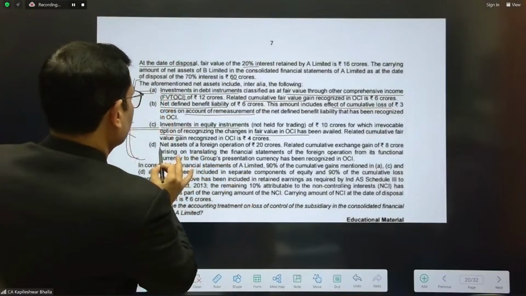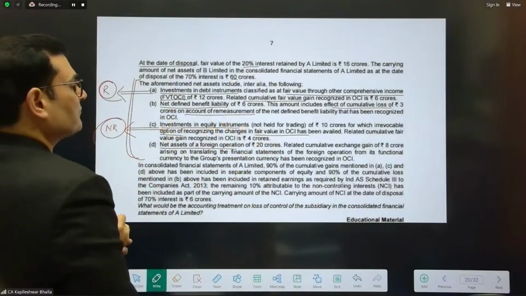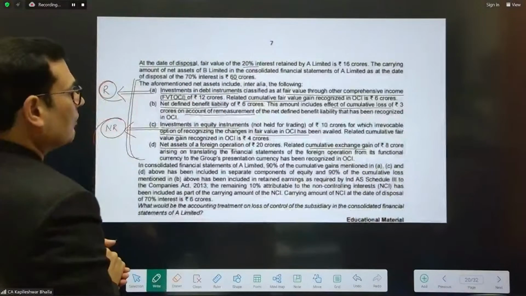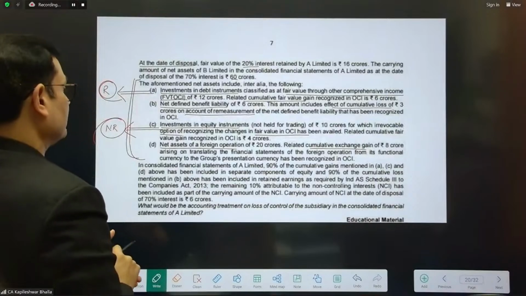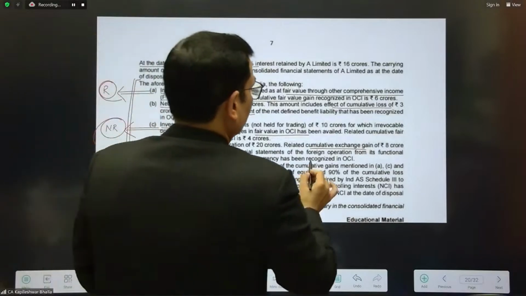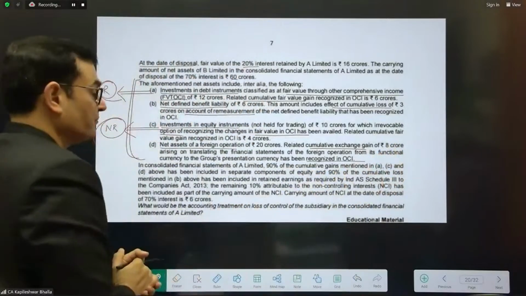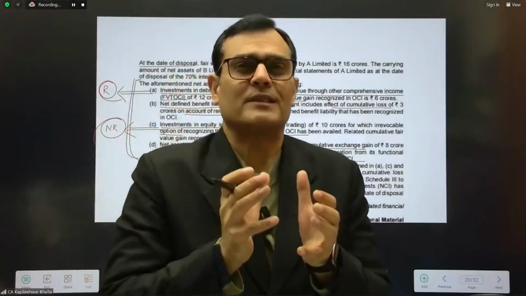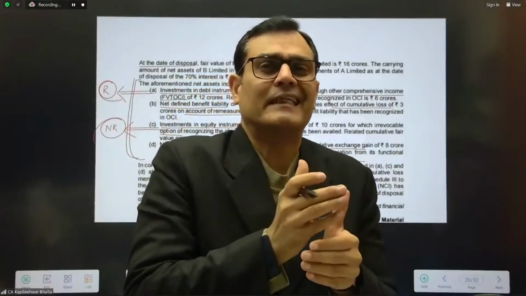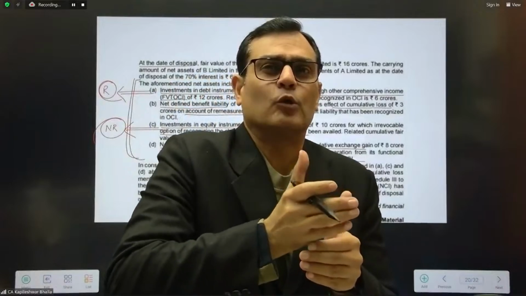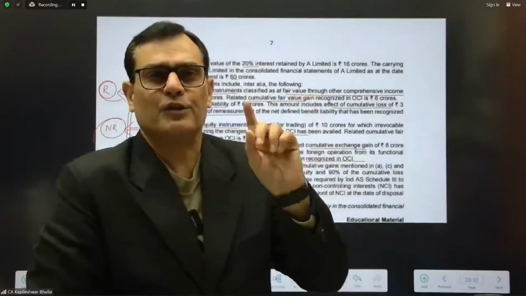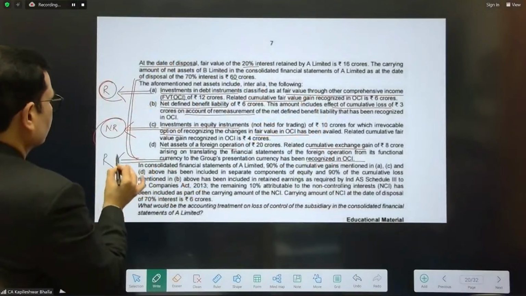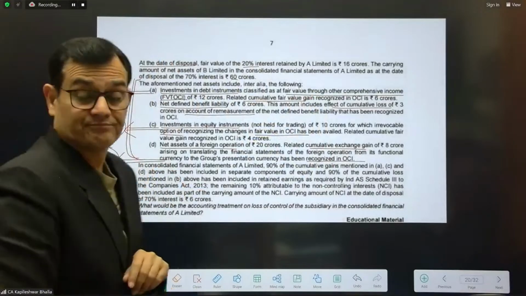Then it says net assets of a foreign operation and the related cumulative exchange gain arising on translation of the financial statements is given, and it is again recognized in OCI. And you've done this in terms of Ind AS 21, that when you translate the financial statements, the gain or loss is accumulated in OCI and is supposed to be a case of R. So this, as per Ind AS 21, is a case of recycling.